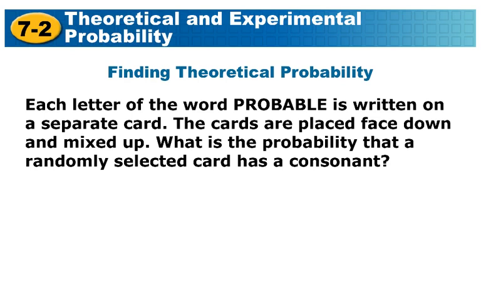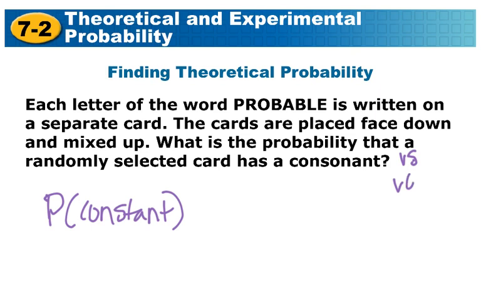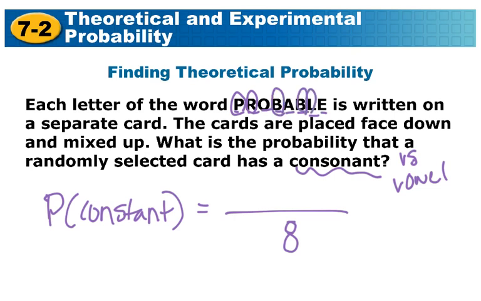So we're going to find theoretical probabilities. Each letter of the word probable is written on a separate card, and the cards are placed face down and mixed up. What is the probability that a randomly selected card has a consonant? Remember that the opposite of a consonant is a vowel. If we look at the word probable, we have 1, 2, 3, 4, 5, 6, 7, 8 total options. The consonants are the non-vowels, so we have 1, 2, 3, 4, 5 non-vowels. So it's going to be 5 out of 8.